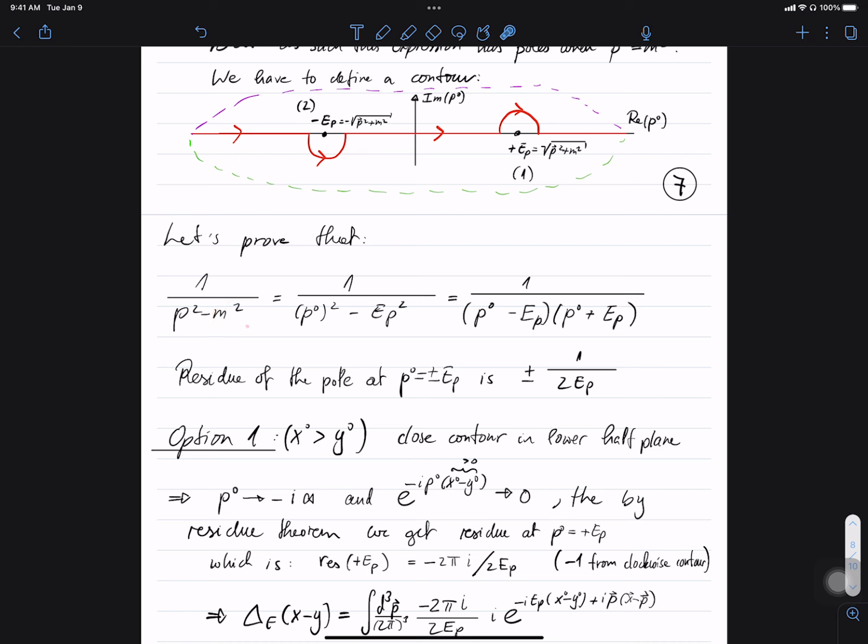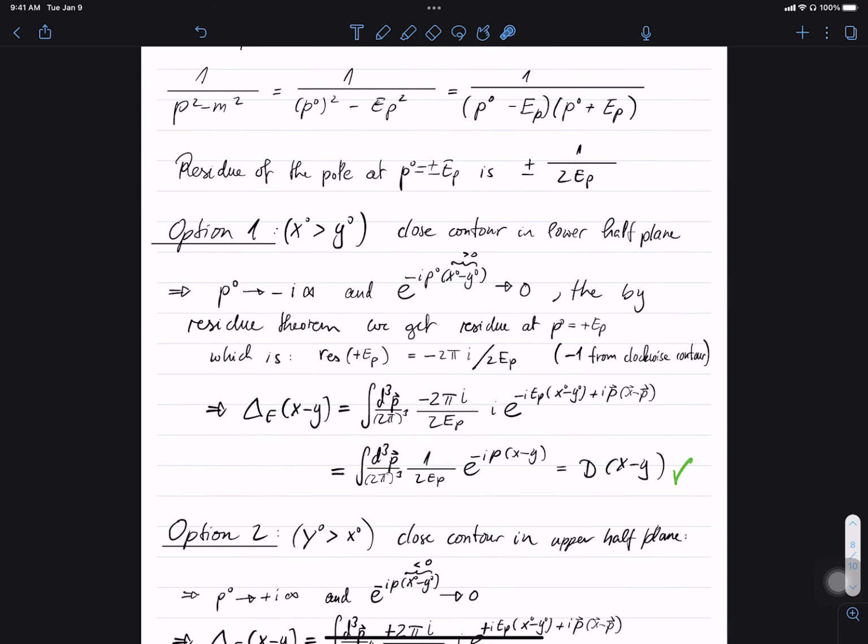But writing these terms in such a way shows us that there are poles at p naught equals e_p, or p naught equals negative e_p, as we showed already here. And we can find the residue of the poles, that it is equal to plus or minus 1 divided by 2e_p, with a positive or negative sign depending on the sign of the pole. So let's look at different options here.